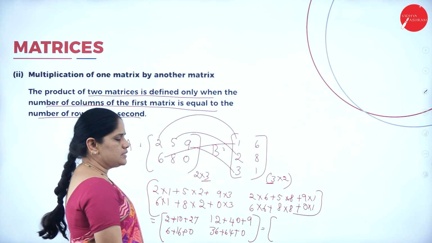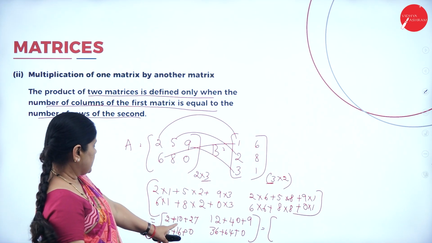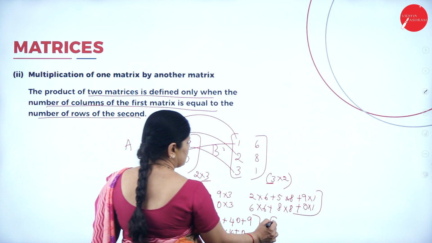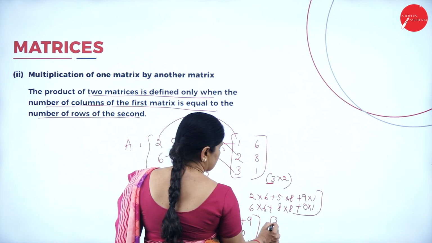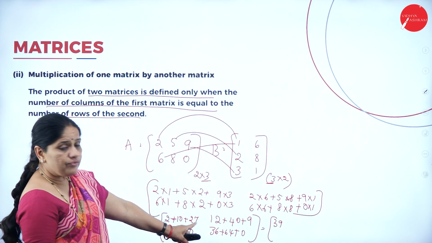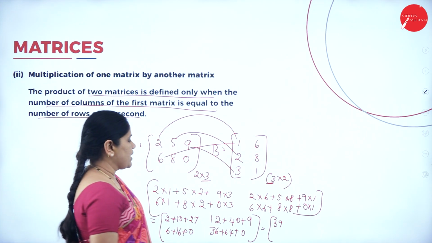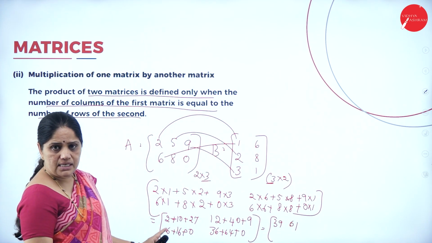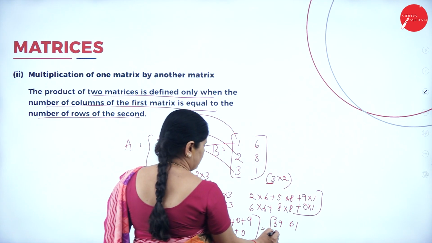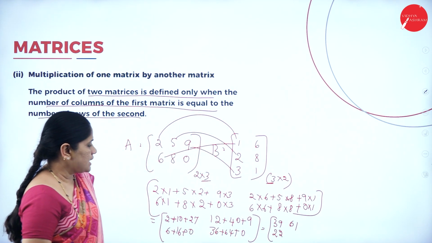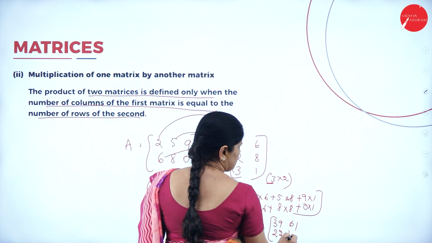6 6s are 36, plus 64, plus 0. Now when I add all this, 10 plus 2 is 12, 12 plus 27 is 39. Then 40 plus 12 is 52, 52 plus 9 is 61. 16 plus 6 is 22. 64 plus 36 is 100. So this is the answer.